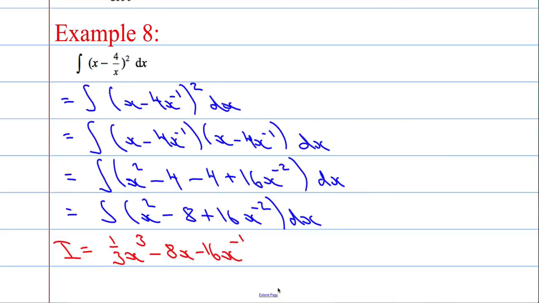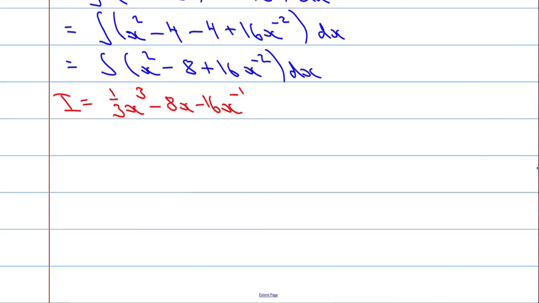Let's do a quick check. Make sure that we're okay. Once again, don't forget that constant c. So we'll do a check here. Differentiate this. 3 times 1/3 is 1, x, reduce that power by 1, squared. Differentiate negative 8x, which is going to give me negative 8. And differentiate this, we're going to get plus 16x to the negative 2. And then finally, differentiating a constant, you get 0. So this function here is the same as this function here.